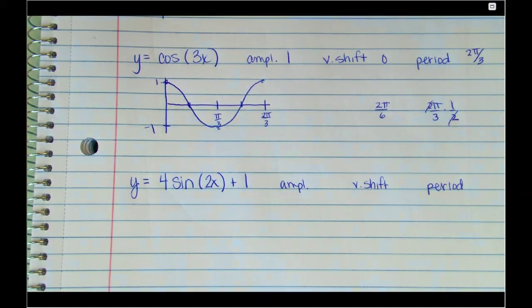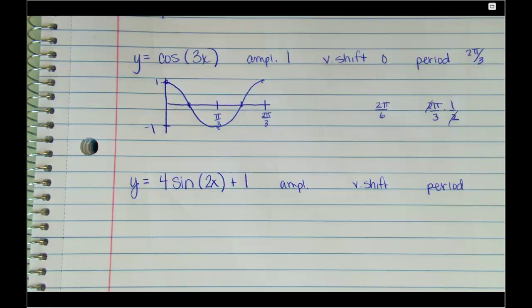There's no y-axis reflection. Are there any negatives in there? It's not going to be any reflection if there's no negatives. Only if you see negatives will there be any kind of a reflection. No negatives.